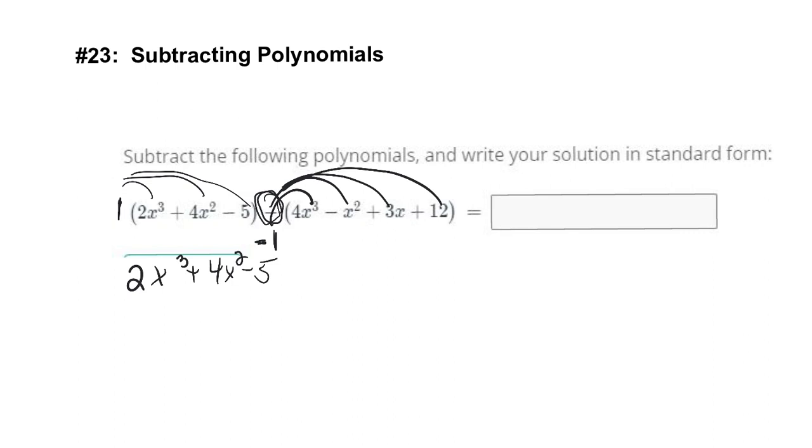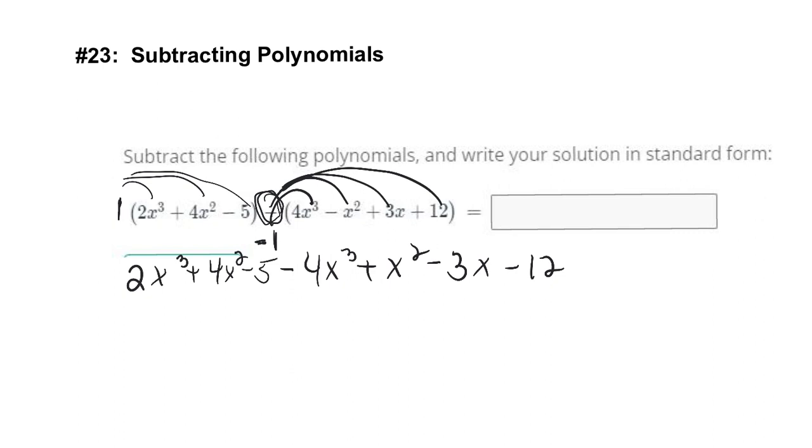Now look at the second polynomial. We have to distribute that -1. So we're going to continue, but we're going to change all the signs. So my 4x cubed becomes minus 4x cubed. My -x squared becomes positive x squared. My 3x becomes -3x. And my 12 becomes -12. So now what I'm going to do is I'm going to combine my like terms.